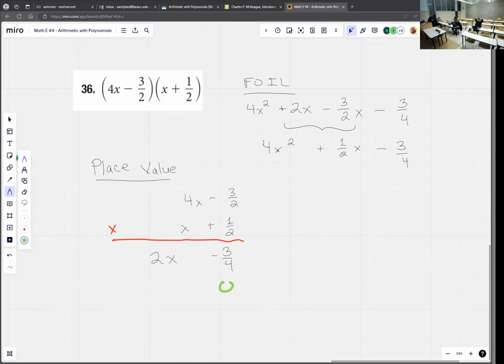Now we put our scoot things over, reminder. x times -3/2, minus 3/2 x. 4x times x, 4x squared. So -3/4, 1/2 x. That's positive, and 4x squared. Ta-da.